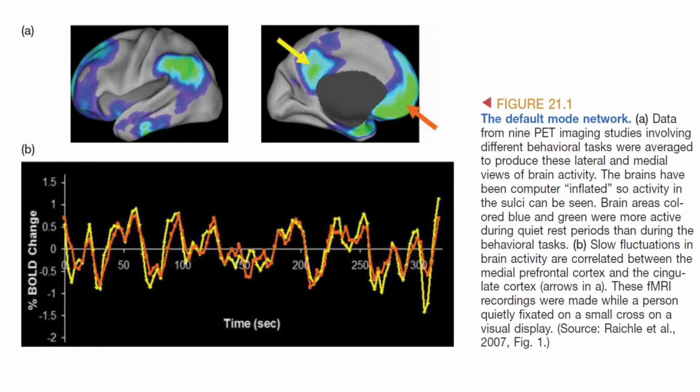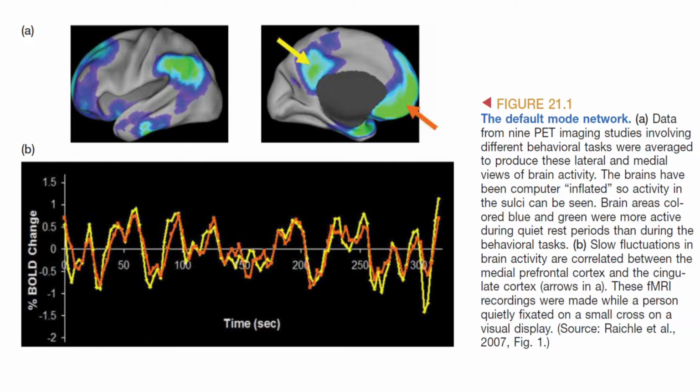In this image, the image A, you can see the brain inflated as a balloon. They can do this with this technique, so they eliminate all the sulci and the gyri, and you can see the brain areas specifically activated when a person is supposedly doing nothing, but the brain is still active.